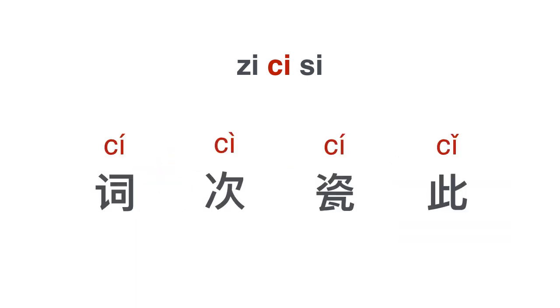And here's some examples. The word for word is 词. The word for time, as in once, twice, 3 times, 4 times, is 次. 一次, 两次, 三次. The word for ceramic is 瓷. And the word for this is 此.